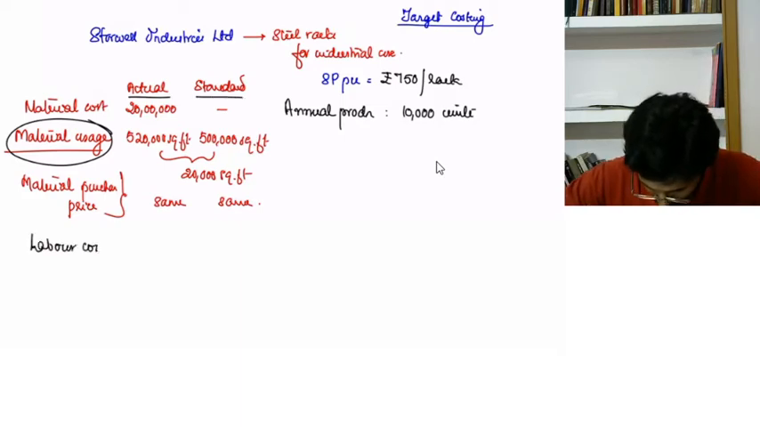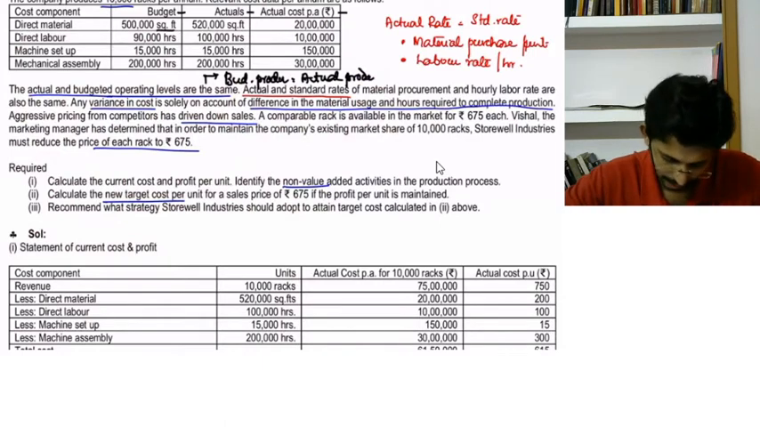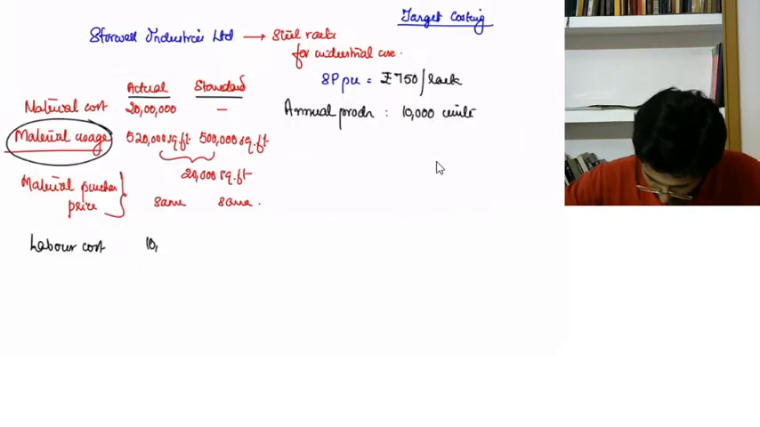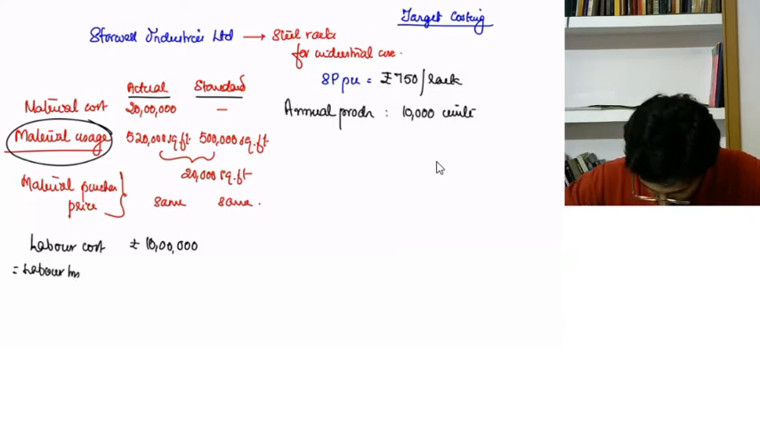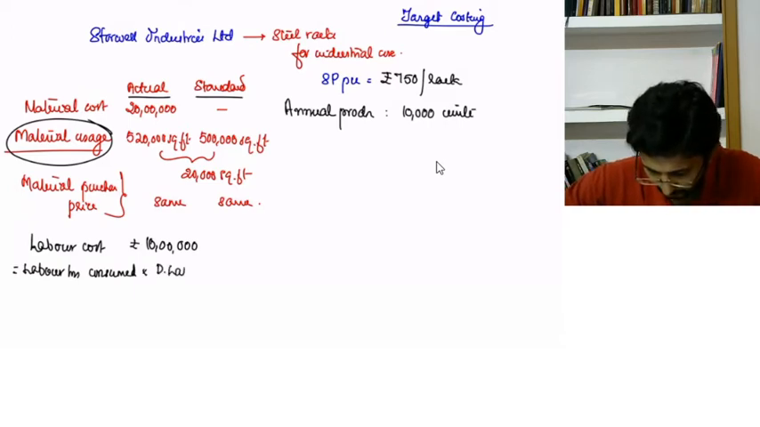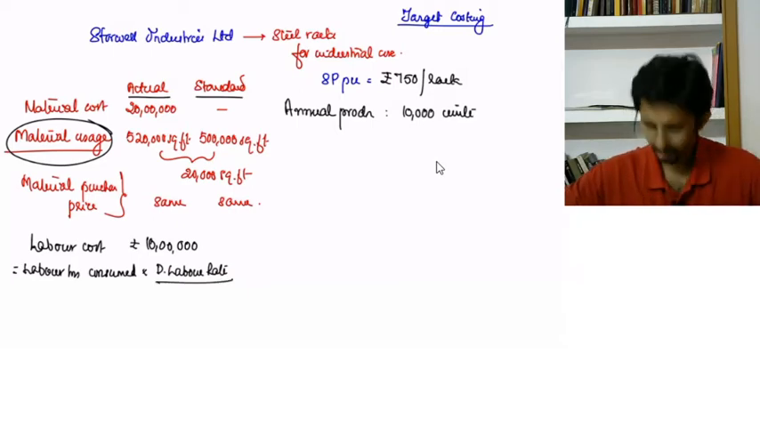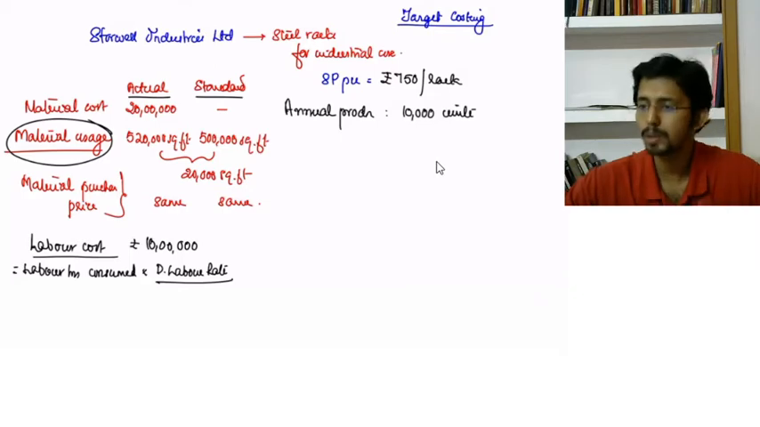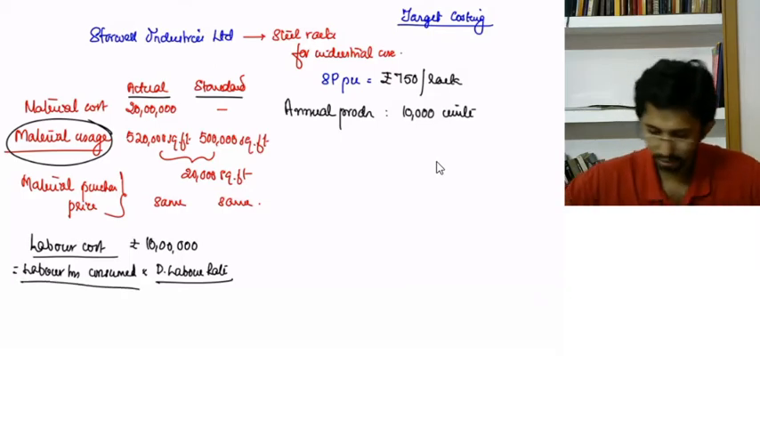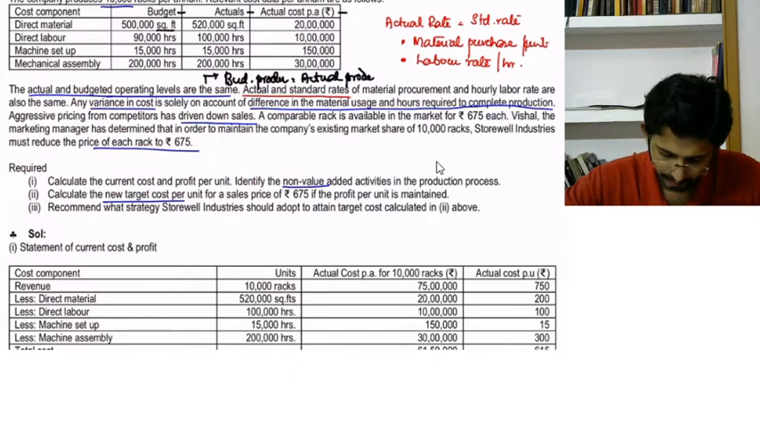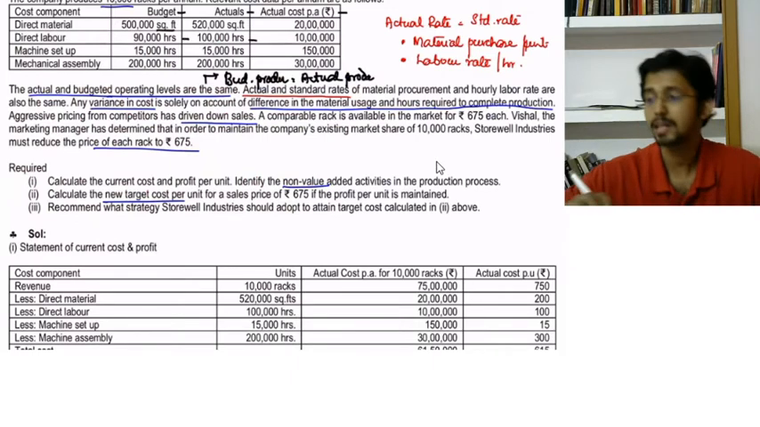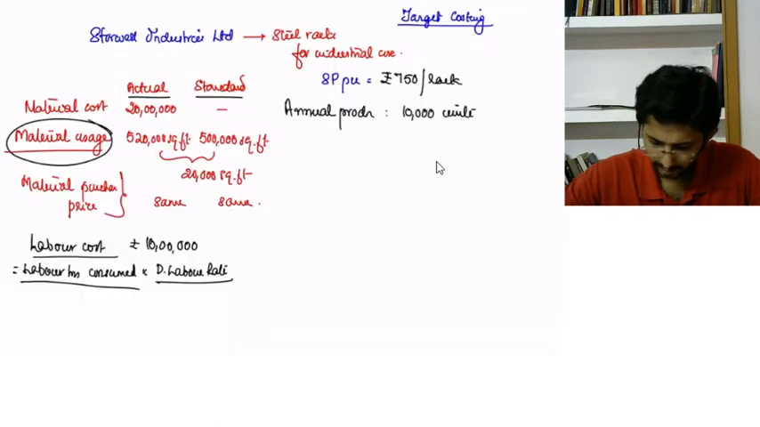labor cost actually is given. We don't know what is the standard, what is the actual labor cost, 10 lakh. Okay, what is the formula for actual labor cost? It is labor hours consumed multiplied by direct labor rate. They say that there is no change in labor rate. So the only variance in labor cost will be on account of the labor hours consumed. And labor hours consumed is different. Budget it was 90,000, whereas in the actuals it is 1 lakh. Okay, so that is how to interpret the question.